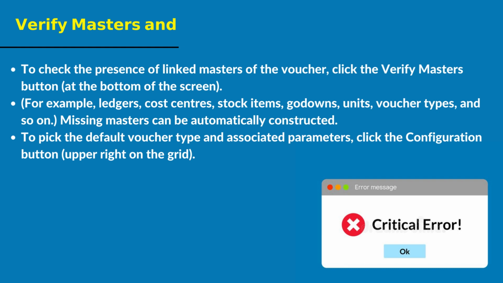To pick the default voucher type and associated parameters, click the Configuration button, upper right on the grid.